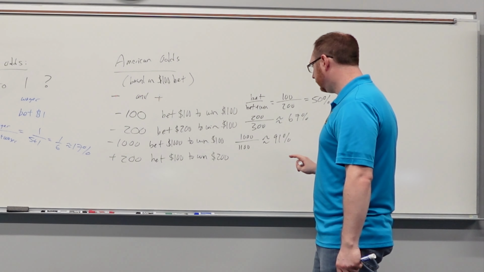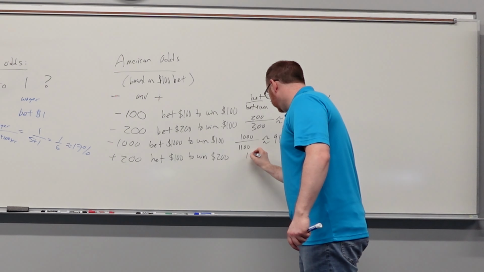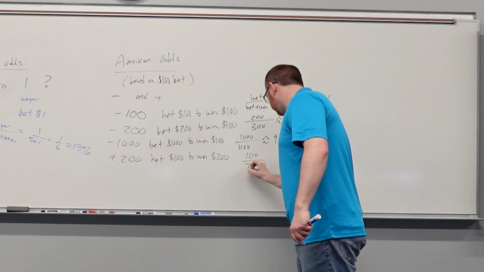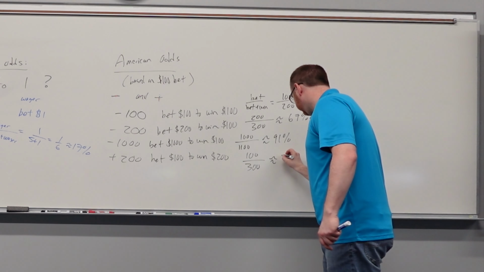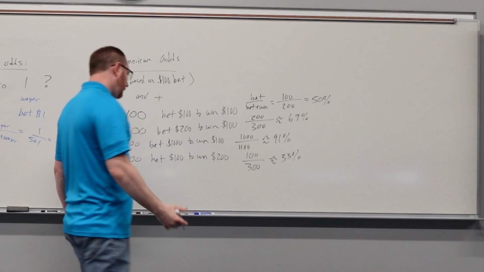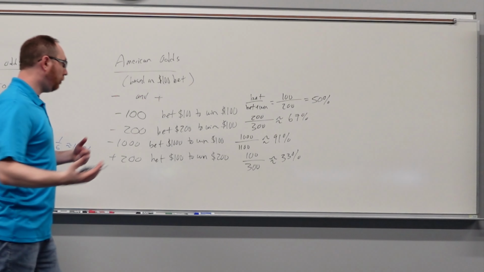So if we do this same formula, the bet is 100, divided by 100 plus 200 would be 300. So this has about a 33% chance of happening. If you go all the way to the same value but positive 1,000, it means it's very unlikely to happen. And that means you're going to bet 100 to win 1,000.